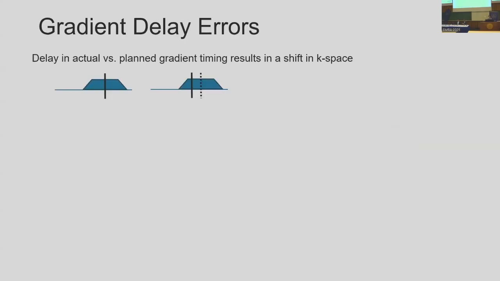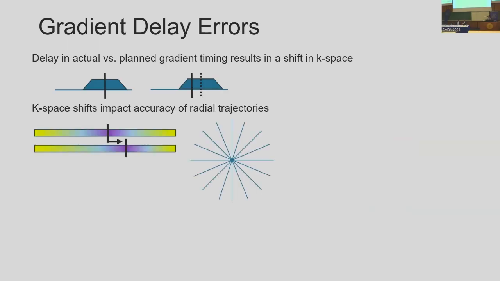But one issue that can arise with radial sampling is gradient delay errors, where the delay between the actual versus the planned gradient timing results in a shift in the actual encoded K-space position. This is especially problematic in radial sampling because you must cross the center of K-space many times, and a delay can cause a misidentification of the K-space center. One strategy for correcting this is to simply shift the center of each spoke back to the K-space center by either moving the peak of the K-space spoke or by aligning anti-parallel spokes.